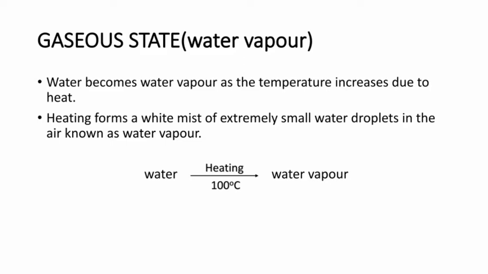So how does the water vapor look? It has many small droplets of water. So water on heating to 100 degrees Celsius changes to water vapor. That is given in the arrow diagram.